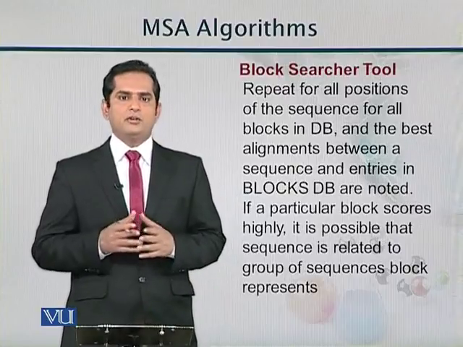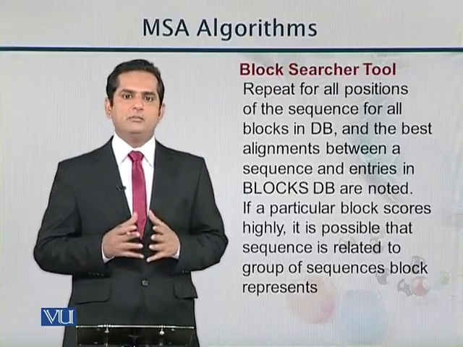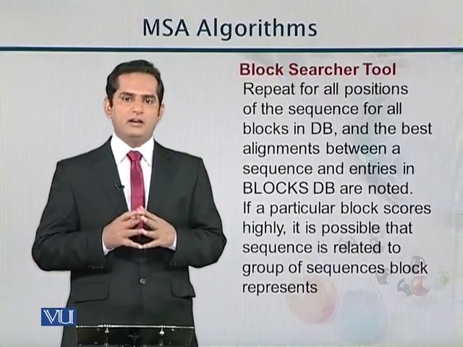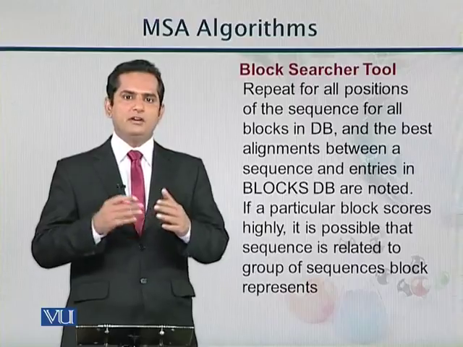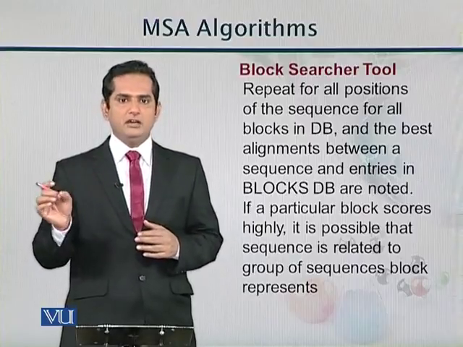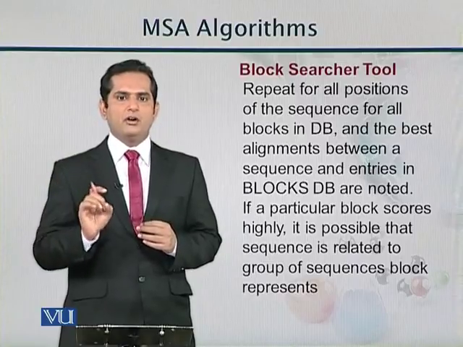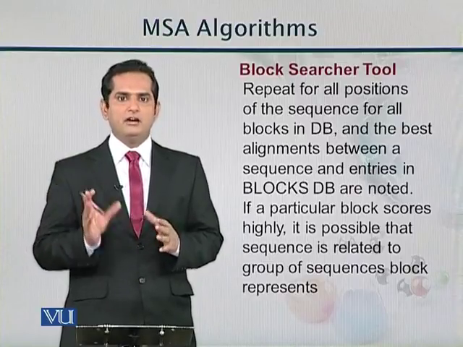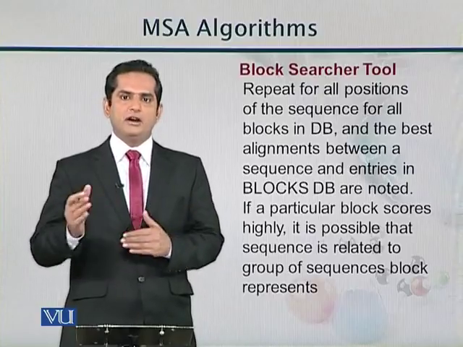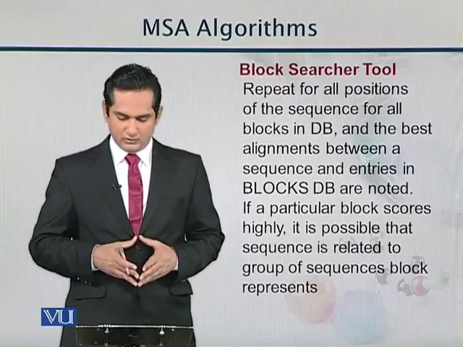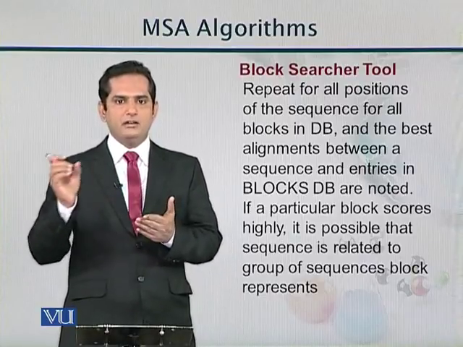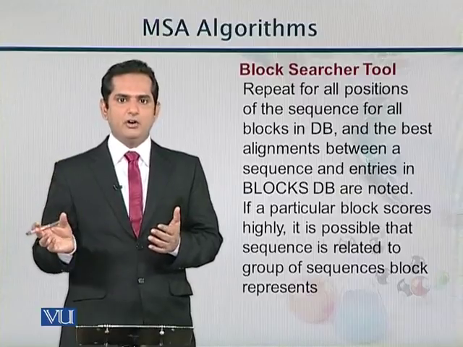So there are different tools for block based alignment. Number one is the BLOCKS Searcher tool. As the name implies, it will try to find different blocks between the multiple sequences. How does it work? Again, it has a blocks DB where we have stored records of our protein or DNA sequences, and then we give a query as a block segment, and we try to find alignment between these two. It will try to find all the related sequences from the blocks DB against our given query.